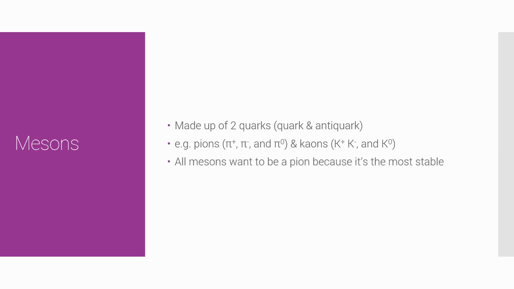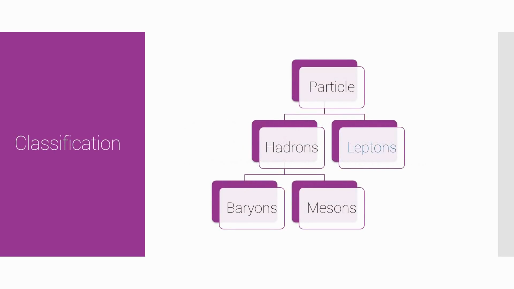All mesons want to be a pion because that's the most stable. It's literally the same concept as the baryons and the proton. Kaons are just heavier pions and more unstable. So essentially, the kaon's fat and wants to be a pion as a result. Anyway, let's move on to leptons.